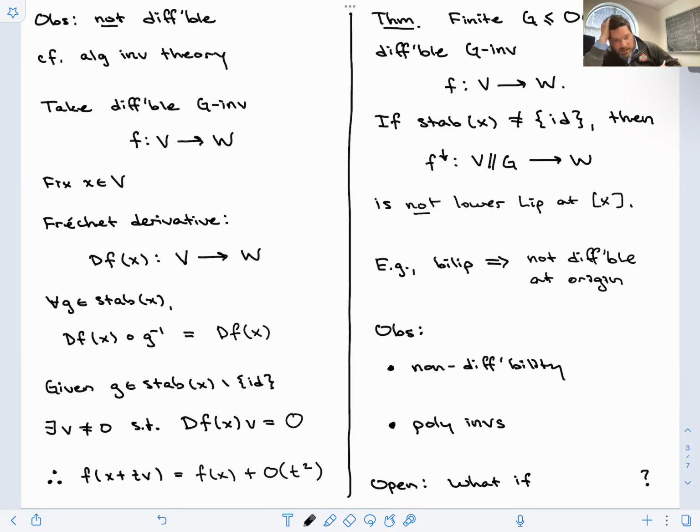What this indicates is that not being differentiable, this is not a bug. This is a necessary feature in order to be bi-Lipschitz. Okay. It also tells us that the polynomial invariants that we know and love are not bi-Lipschitz. Okay. So all of the invariant theory that's been developed is not useful to the data science problem we're trying to solve. And that is interesting. It's exciting. I hope you're excited. There's gold on the streets. Okay.